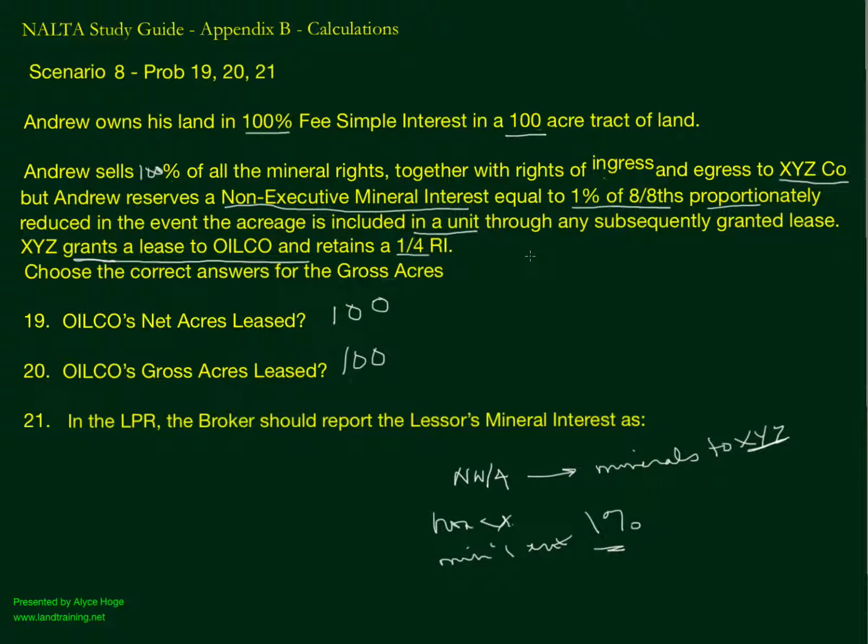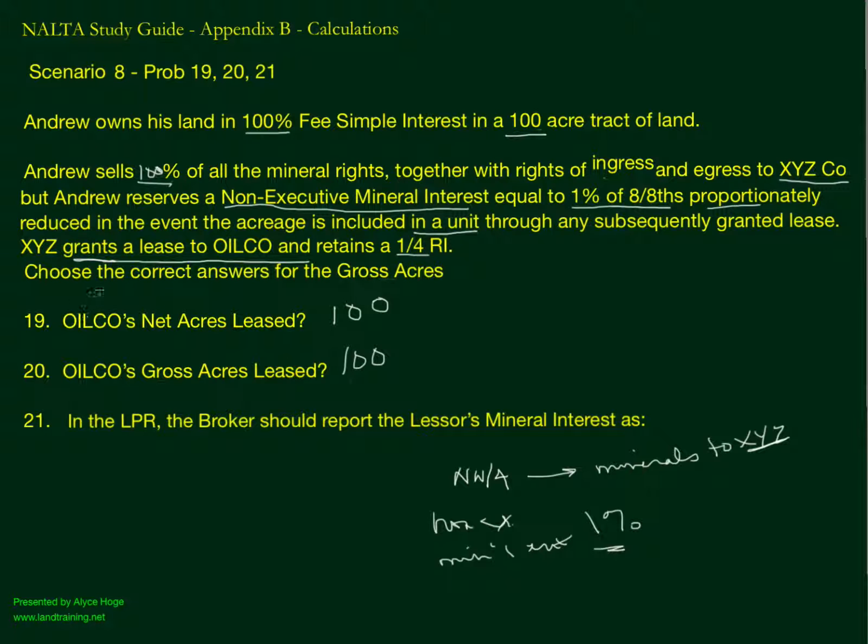So this is more complicated language that is really not relevant to our question of what is Oil Co's net acres leased and what is their gross acres leased. Because XYZ grants a lease to Oil Co. and retains a 1/4 royalty interest. So in this case, XYZ is the lessor and Oil Co. is the lessee. So XYZ's interest is going to be 100% of the 100-acre tract in the 100% fee simple.